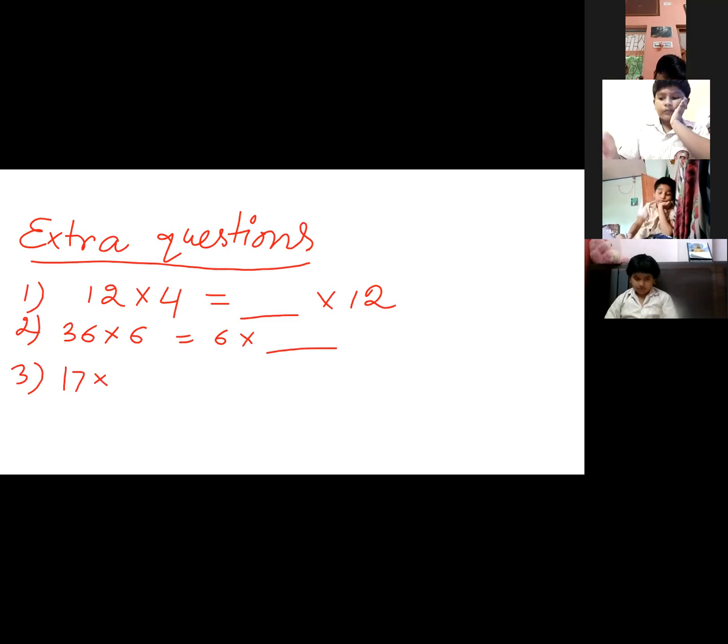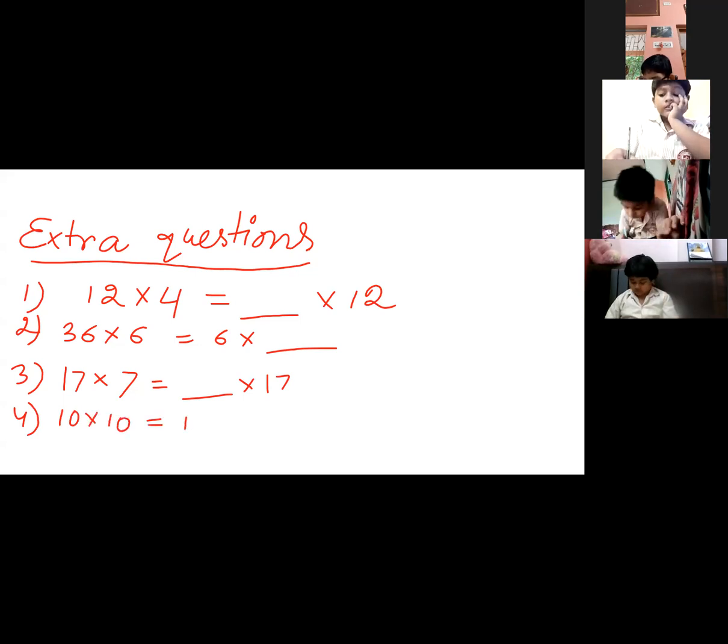Basically, first you have done it with 1-digit numbers, and now we are doing it with 2-digit numbers, okay? 17 into 7 is equal to, no need to even do the multiplication, understood? So just the concept. 17 into 7 is equal to dash into 17. Now the fourth one. 10 into 10 is equal to 10 into dash.